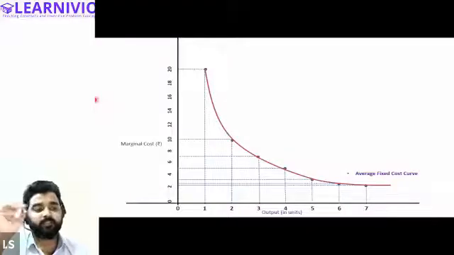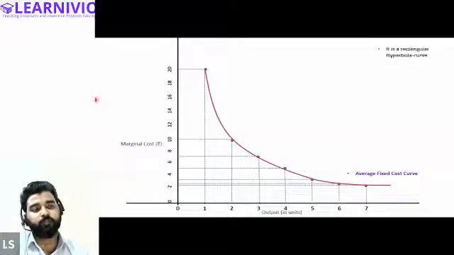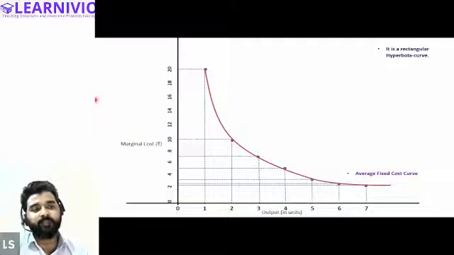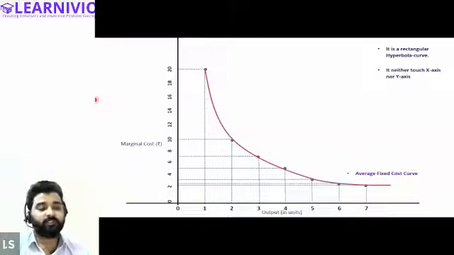Now, one name is given to the average fixed cost curve, which is called the rectangular hyperbola curve. The name of the average fixed cost curve is the rectangular hyperbola curve. One of the important characteristics of this curve is that it neither touches the x-axis nor the y-axis.